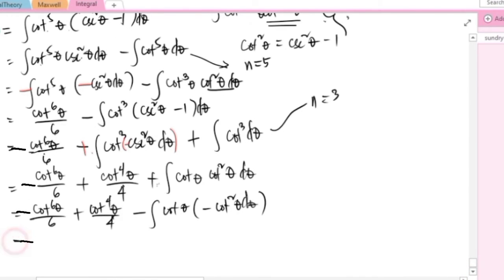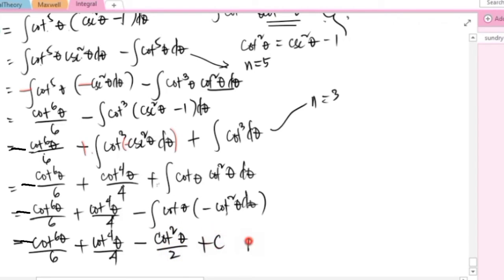So we would have cotangent to the 6th theta over 6 plus cotangent to the 4th theta over 4. Since the derivative is already the adjacent factor, n plus 1 over n plus 1 lang, so it's minus cotangent squared theta over 2 plus c. And this is our answer.